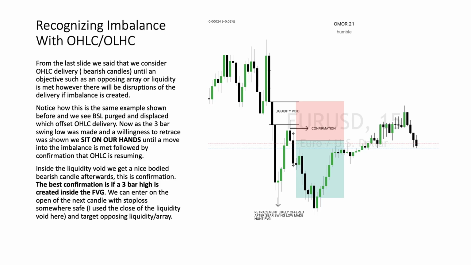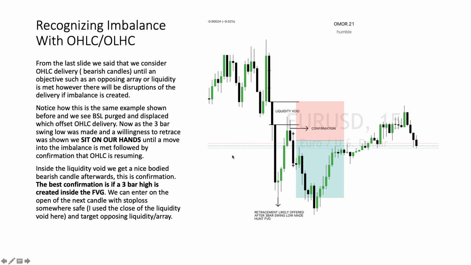Now, what we're waiting for is confirmation that the open high low close delivery is resuming. Inside the liquidity void, we get a nice bodied bearish candle afterwards, right? This is the confirmation that we're looking for. The best confirmation is if you get a 3-bar swing, right? So if you traded up into here, and then there was another candle that swept this candle's high, and then the next candle traded lower, like this essentially, but here, the opposite. That's the best confirmation I look for.